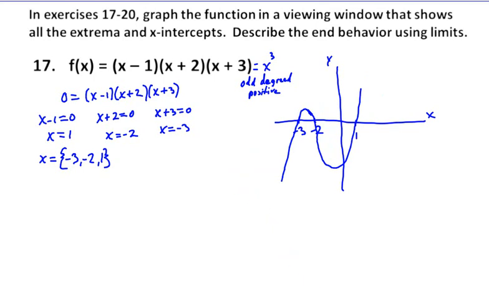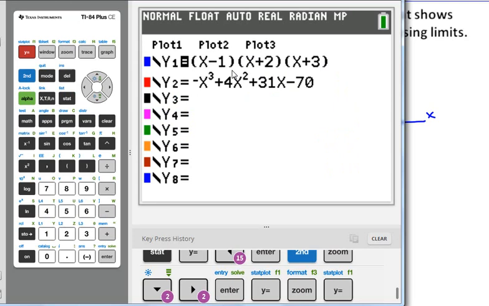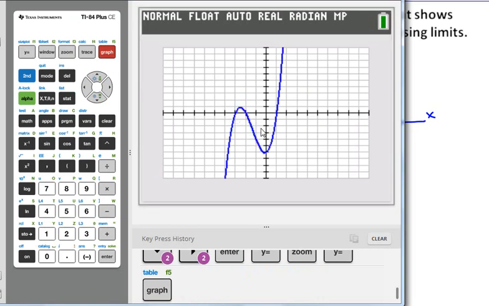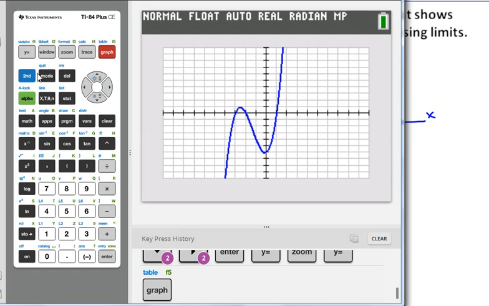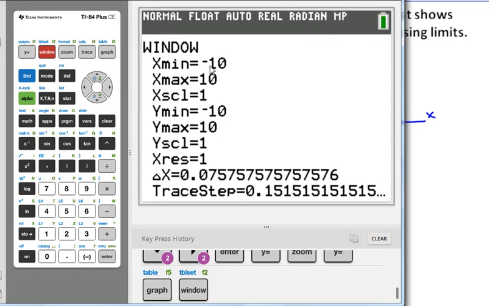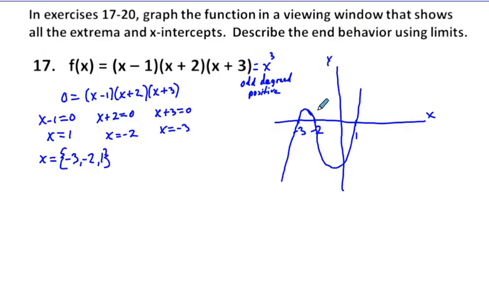Let's go ahead and put this in the calculator. I previously entered this factored form of problem 17 here, and I'm going to graph. This is really using a standard window. We see all the x-intercepts, we see all the extrema, which would be the maximum and minimum points. So let's go ahead and check our window here. The acceptable window, that's what it's asking for, is x minimum negative 10, x maximum 10, y minimum negative 10, y maximum 10. So for the appropriate window, I'm going to just write this down.